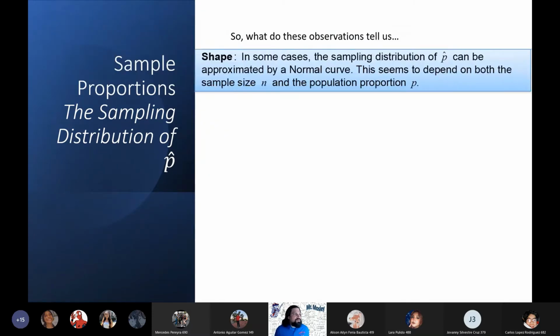So these observations tell us that the shape, in some cases, of the sampling distribution of p hat can be approximated by a normal curve. If we look at those four graphs, those graphs looked mostly approximately normal, right? This seems to depend on both the sample size n and the population proportion p.